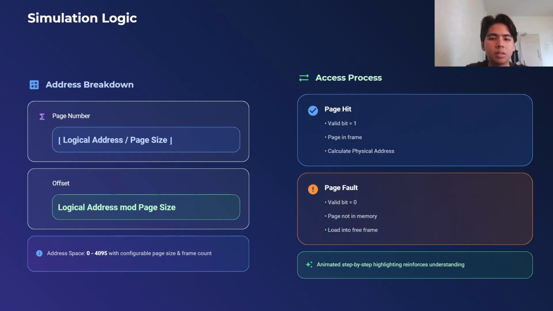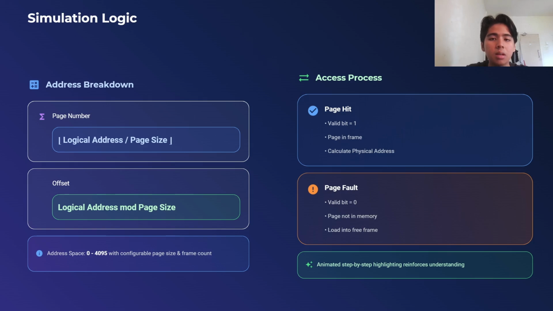Here's a deeper look at our simulation logic that drives our visualization. We model the mechanism strictly according to the standard OS principle. When a user inputs a logical address, our system programmatically splits it into two parts, the page number and the offset. This simulates the hardware address translation process. The system then uses the page number to index into the page table. This is where the core decision making happens.